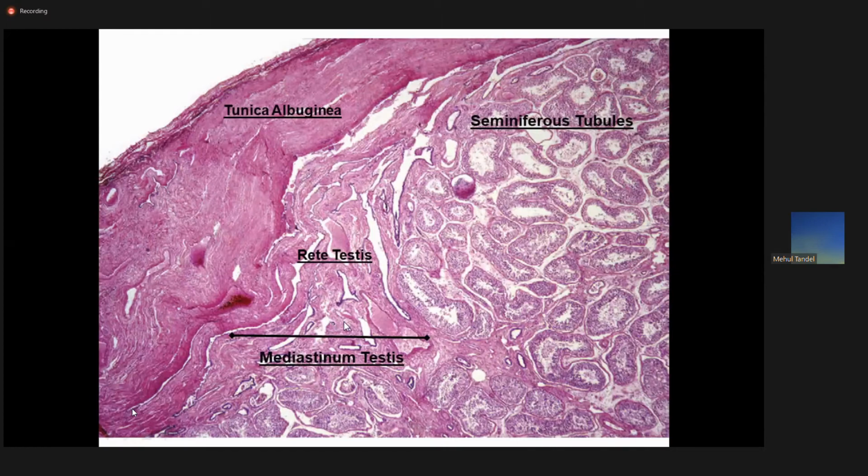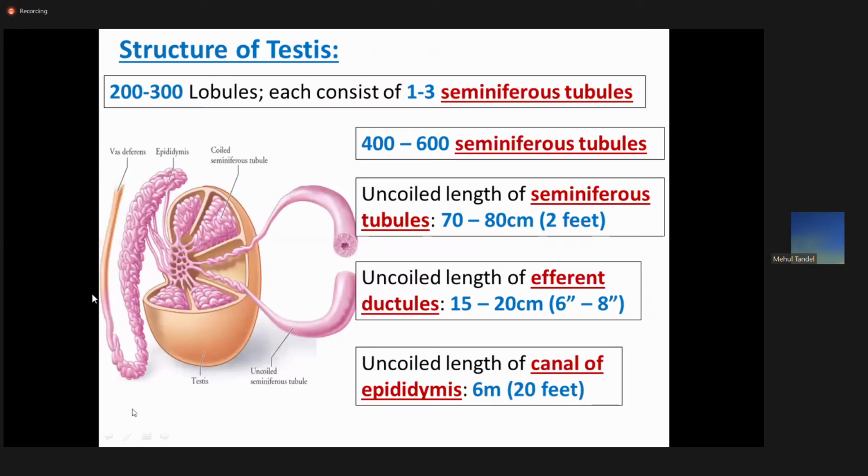So all these are spaces. You can see in the mediastinum the spaces lined by the epithelium of the rete testis. We have also seen this structure. So there are around 200 to 300 lobules, and each consists of 1 to 3 seminiferous tubules, and there are 400 to 600 seminiferous tubules in total in each testis, we can say. The uncoiled length of the seminiferous tubule is about 2 feet. The uncoiled length of the efferent ductule is about 15 to 20 centimeters.